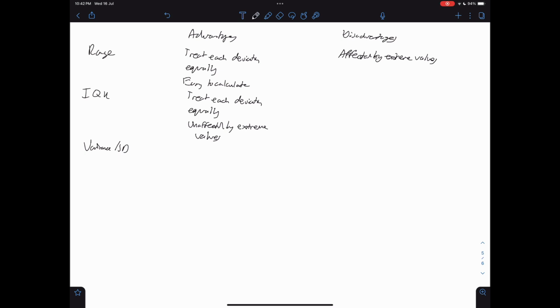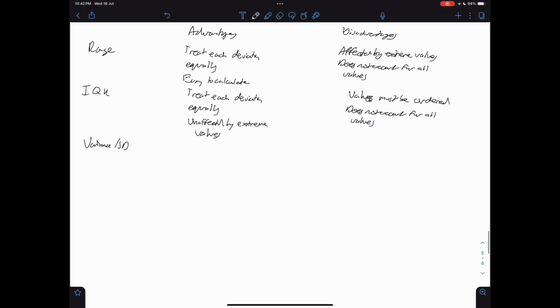But the problem with the IQR is that the calculation is a bit harder because the values must be ordered. And the IQR does not account for all values. And to be honest, neither does the range. And for both of them, it's hard to do further calculations.